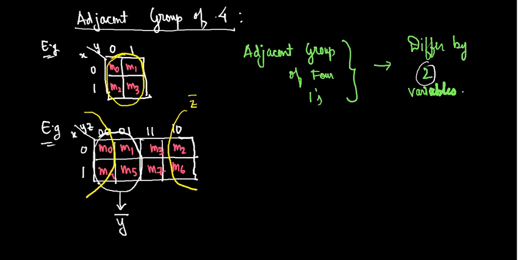Any other possibility? Come up with a possibility of group of fours. Group of fours means it should differ by only two variables. What are the possibilities? Can't I combine this? By how many variables do they differ? X they differ, and Y they differ. Z remains constant, isn't it? Z remains constant, X and Y differ. Can we have this one?